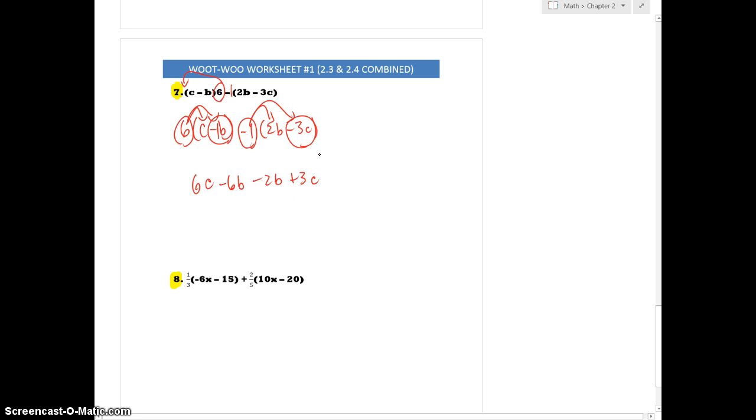Positive 3C. Then I simply take something big and make it small. We'll say 6C plus 3C is 9C. Negative 6B minus 2B is negative 8B. And of course, I've got to get those in the correct order. So I'll say negative 8B plus 9C. And I'll leave that on the board just for a minute in case you still have some questions.